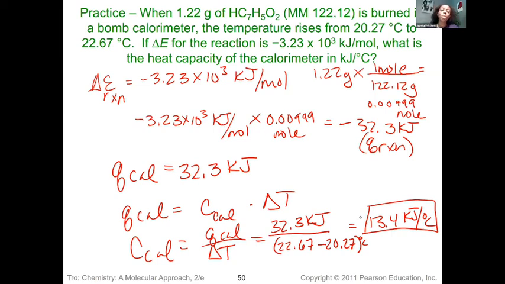I hope this information helped you understand bomb calorimeters and how to do the calculations associated with them.